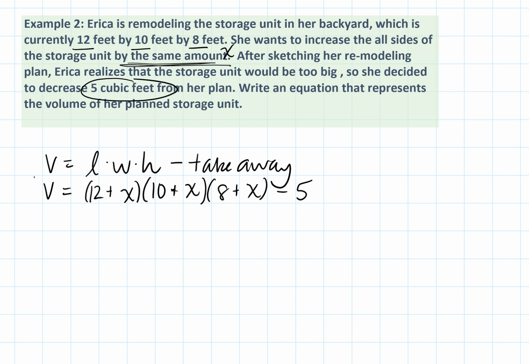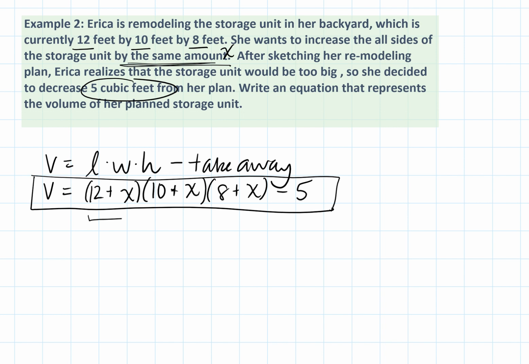Now, we can put this in standard form if we want. We would use the box method on 12 plus x times 10 plus x, use a gigantic box method then to multiply by 8 plus x, and that sounds like a lot of work, and then we would subtract the 5. Because the question did not require us to give our answer in standard form, and because that would take a lot more work, we'll actually stop there.